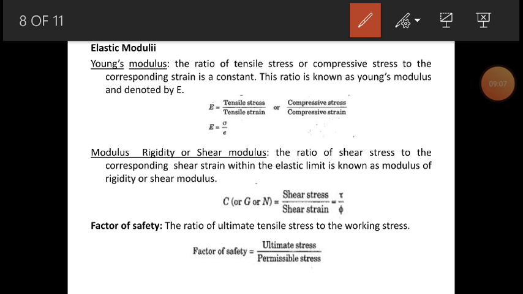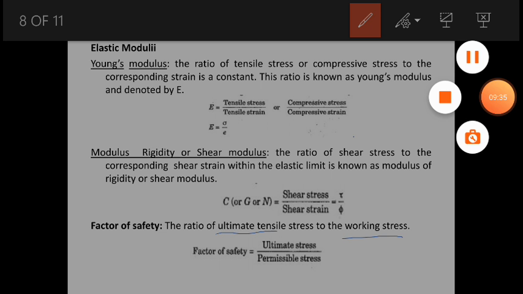Okay, next is factor of safety. What is factor of safety? The ratio of ultimate tensile stress or compressive stress to the working stress. Now the first thing we have to understand is what this ultimate stress is and what this working stress is.